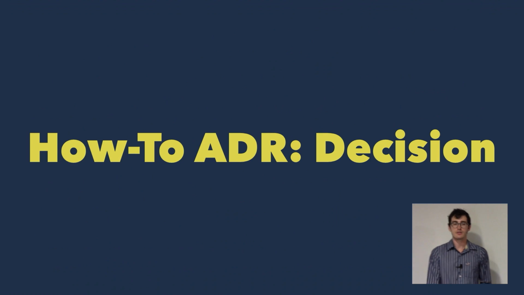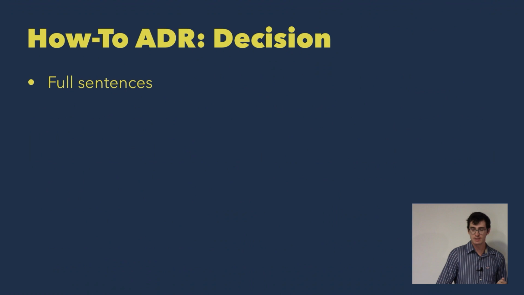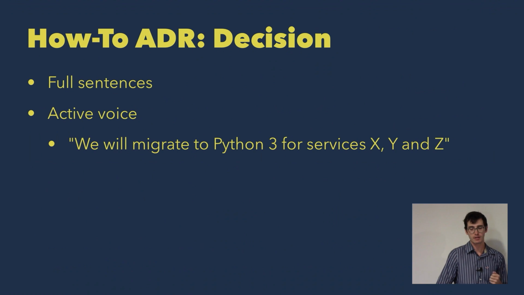The next section is the decision, and this is the meat of the ADR, the D in ADR, right? This is going to be full sentences, active voice. We will migrate to Python 3 for services X, Y, and Z, right? It's going to be maybe a paragraph or two describing exactly what needs to be done to put the decision in effect, and that's pretty much all the decision section is.